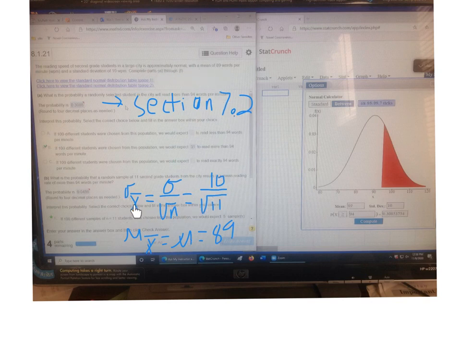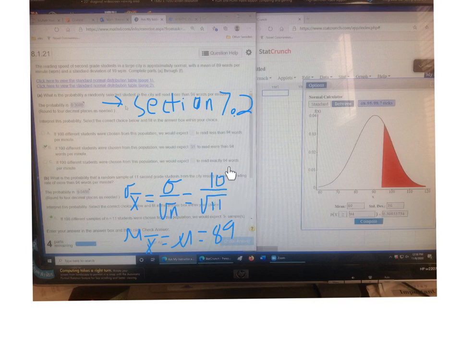The standard deviation of the sample, the formula for calculating it, is the standard deviation of the population divided by the square root of n. And so the standard deviation for the population is 10, and then the sample size is 11, so 10 over square root of 11. So you'd rework this problem. The only number you don't change is the mean.